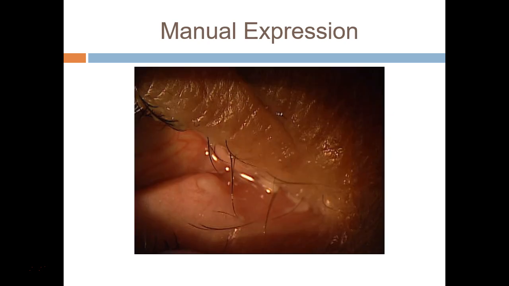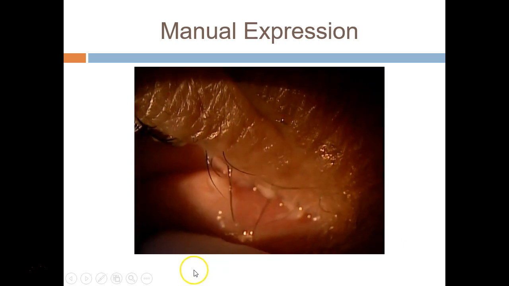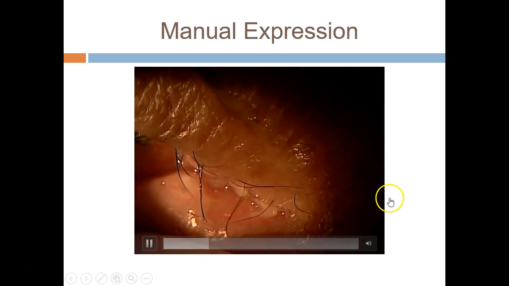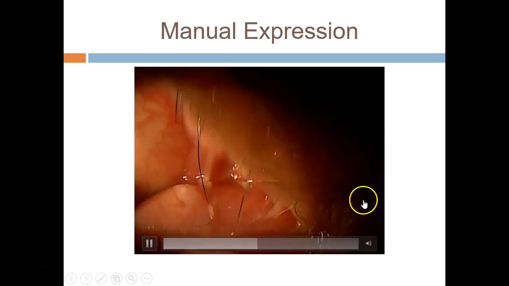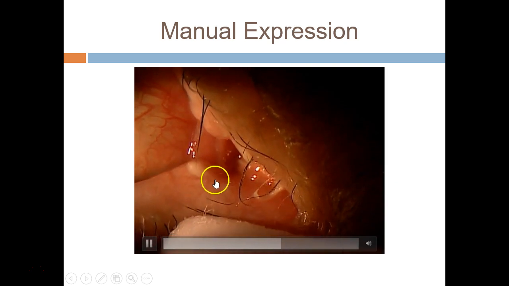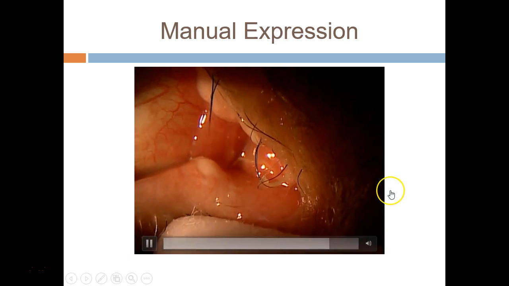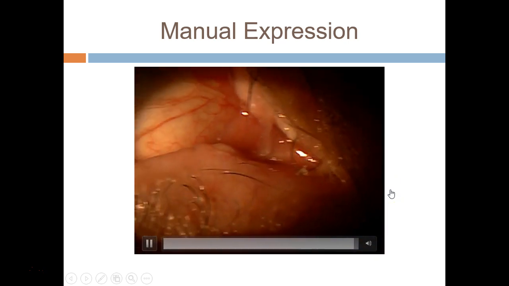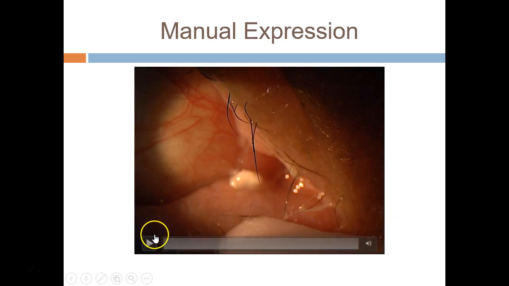Here's an example of what it looked like. I've got the Q-tip down there. This is right at the beginning when I just started to express. You see it's still semi-liquid. It's not really solid yet. See it's coming out. Okay, so that's how it started.